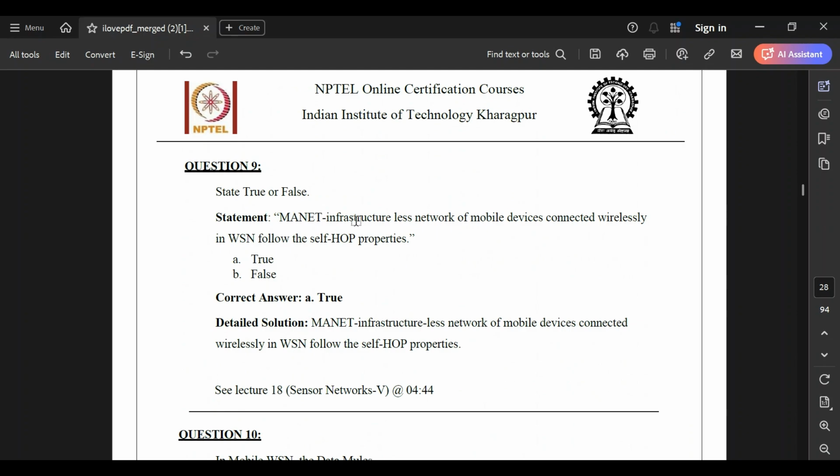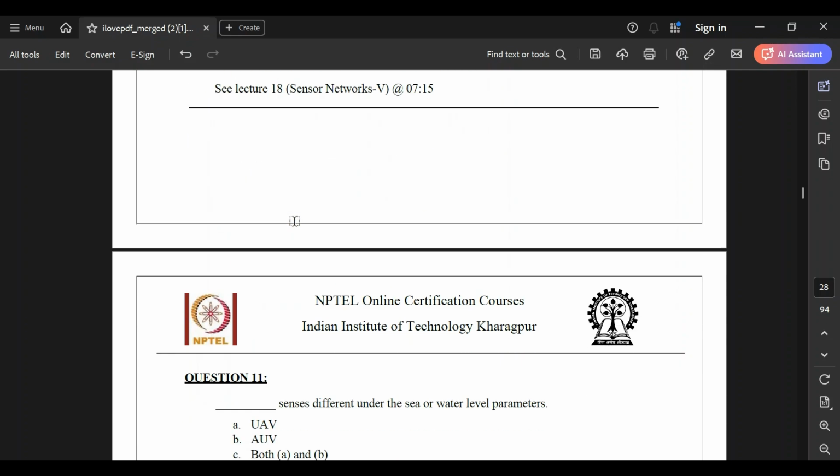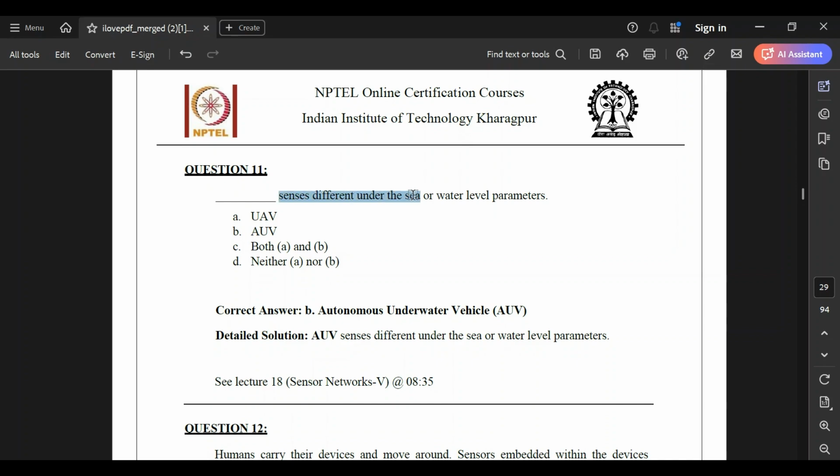An infrastructure-less network of mobile devices connected wirelessly in WSN follows the self-organizing property. This is true. And in mobile WSN, the data mules. So what are data mules? They collect the data from the sensor nodes, go to the sink and deliver the data collected. So both A and B. Sensors are different under the water. So UAV is there, and underwater means AUV, autonomous underwater vehicle. So you should have a look at it.